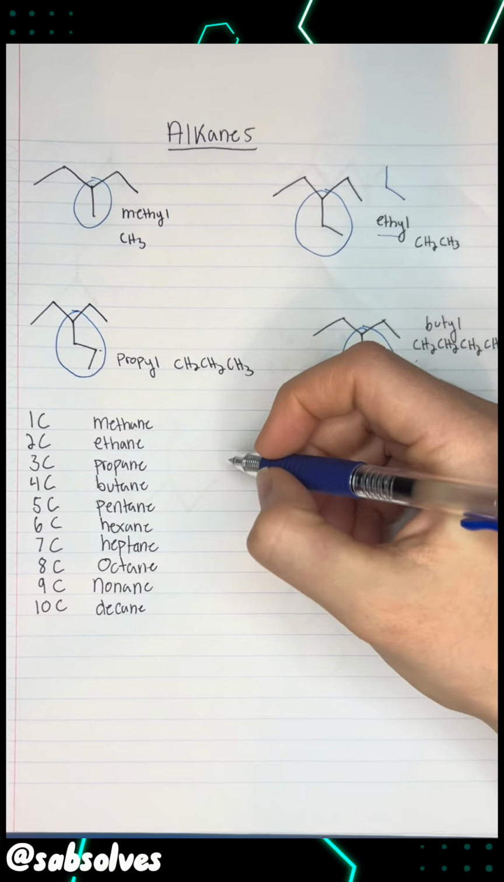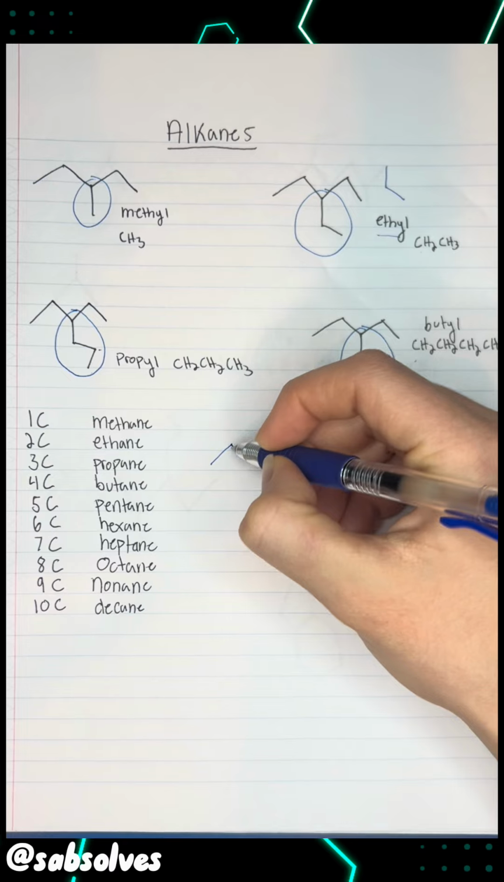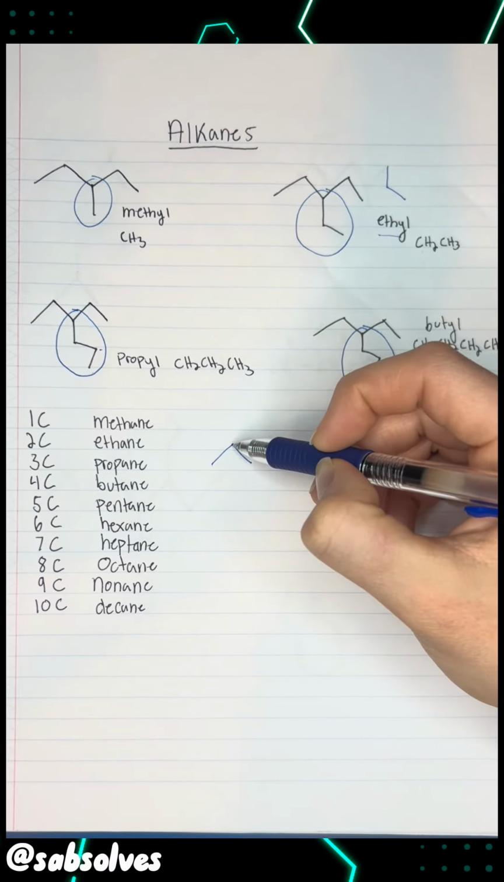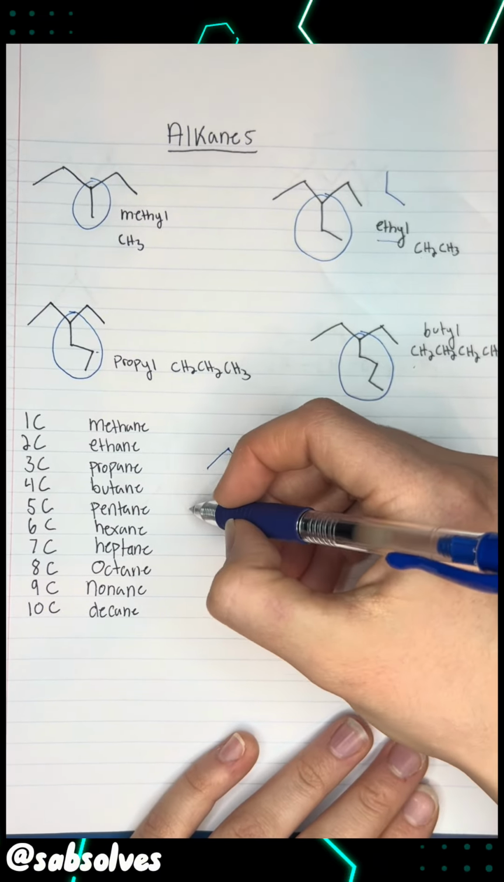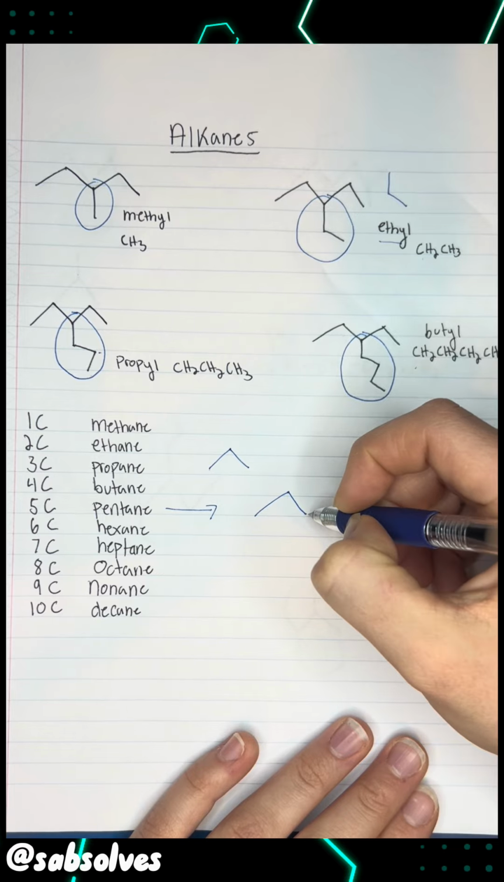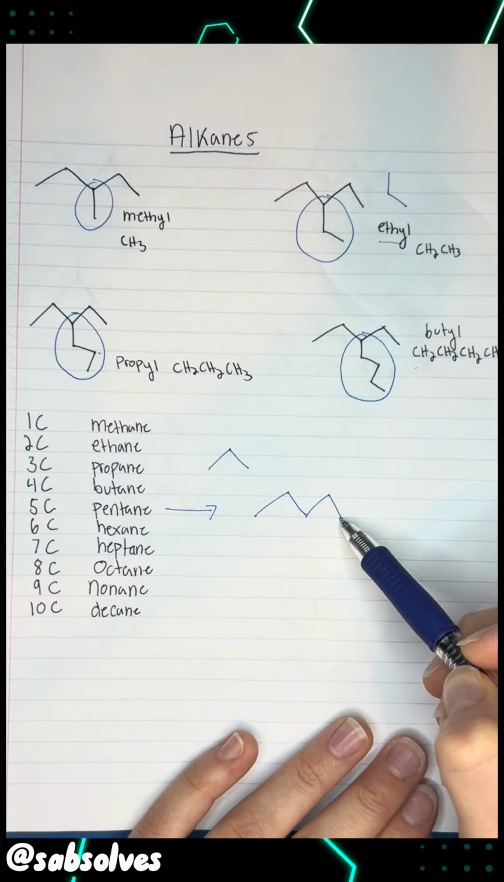If we were to draw out propane, we would do 1, 2. So this would have 3 carbons. So we've got a carbon here, a carbon here, a carbon here. If we wanted to do pentane, it would be, okay, so now we've got 1, 2, 3, 4, 5.